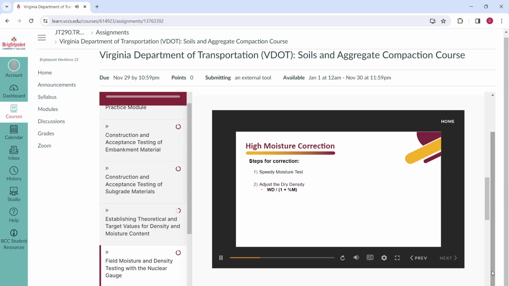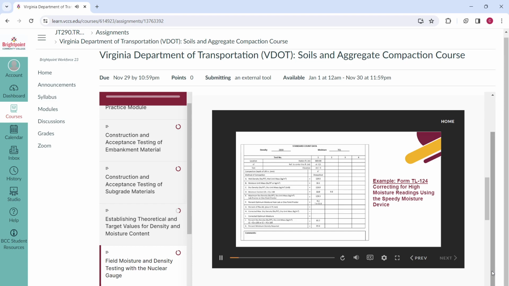The second is to adjust the dry density by taking our wet density and dividing by 1 plus our corrected moisture. 3, we'll calculate the moisture unit weight by taking our wet density and subtracting our corrected dry density. And lastly, we'll calculate the correct percent density by taking our corrected dry density and dividing by our maximum dry density, and then multiplying by 100.